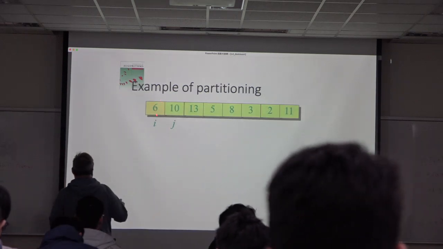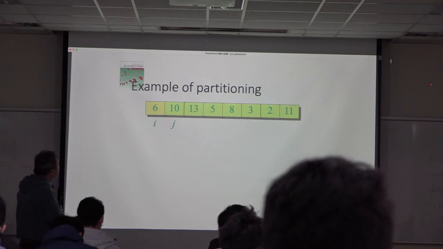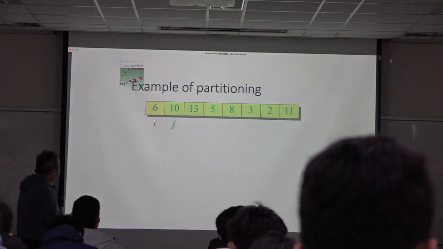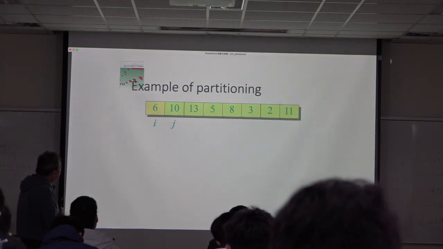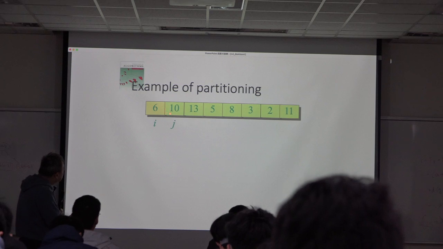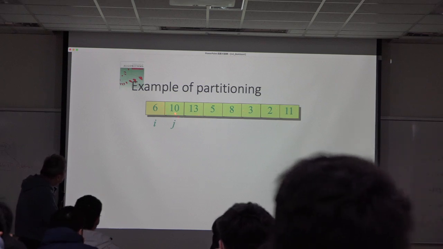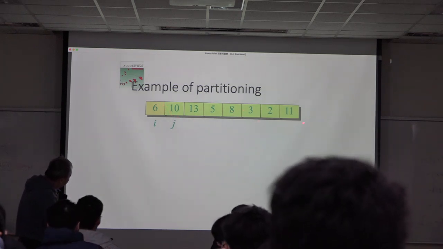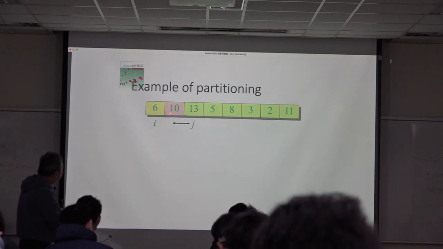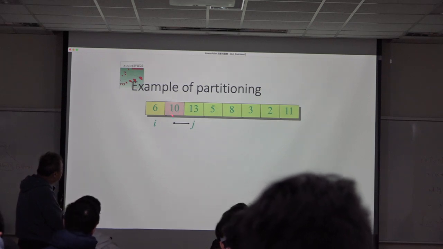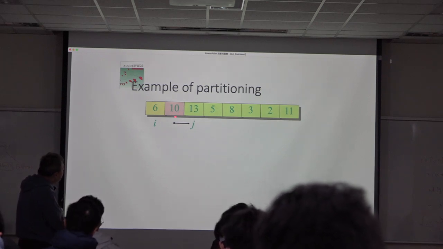So, this is a random array. We start with I here and J here, and the pivot is obviously 6, as I said. Every element after the 6 has not been processed yet. Initially, because 10 is greater than 6, nothing needs to be done. We just simply move J to the next index.